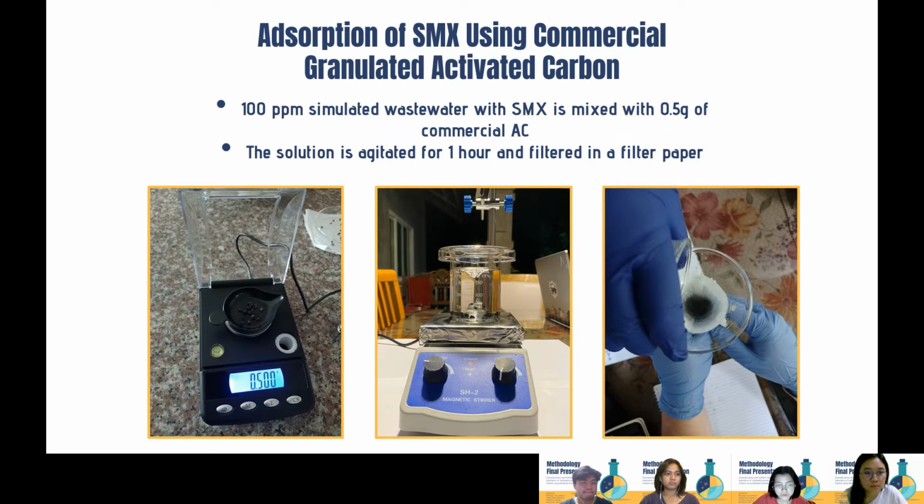For the adsorption of sulfamethoxazole using commercial activated carbon, a concentration of 100 ppm simulated wastewater with sulfamethoxazole was mixed with 0.5 gram of commercial activated carbon in a 250 milliliter beaker. The beaker was placed on a magnetic stirrer and was agitated at a speed of 250 rpm for 1 hour. After, the solution was filtered using a filter paper and the filtrate was subjected to UV-vis analysis.